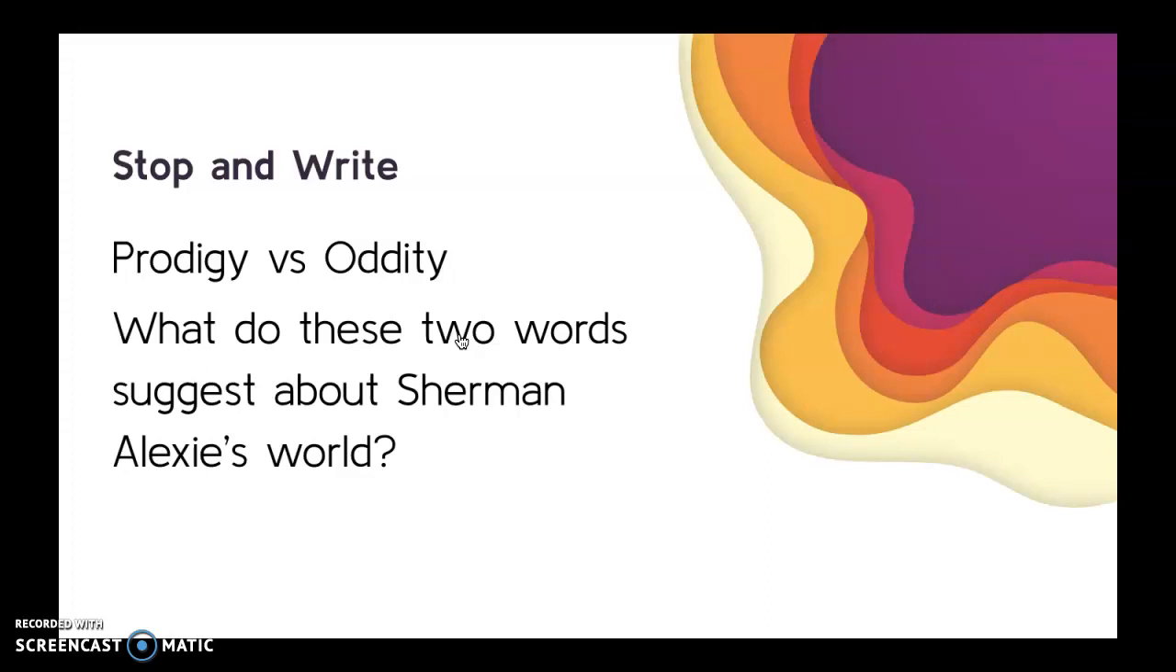And then this last one, there's only 3 stop and writes, and this one refers to prodigy and oddity. So these words are both used at the end, and how some Indians, Native Americans on the reservation are considered prodigies there, but when they go to school, they're oddities. This juxtaposition is really interesting, and it gives students a chance to practice their vocabulary skills. Some students just might not know these words, and it's important to point them out.